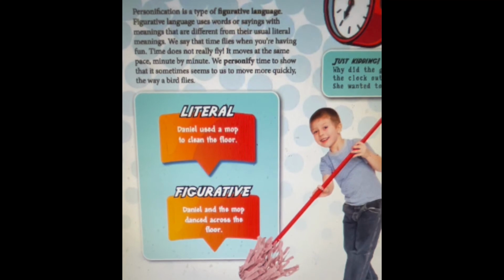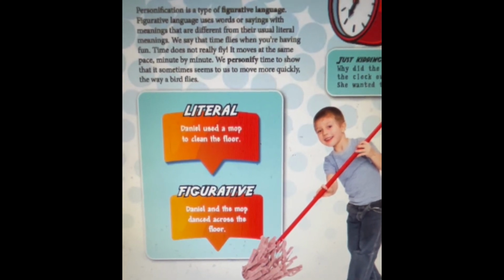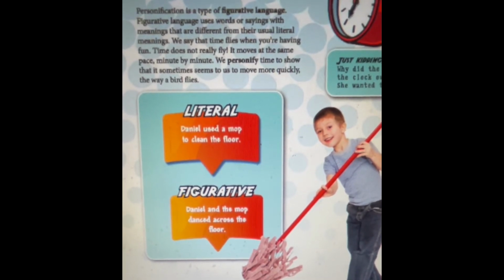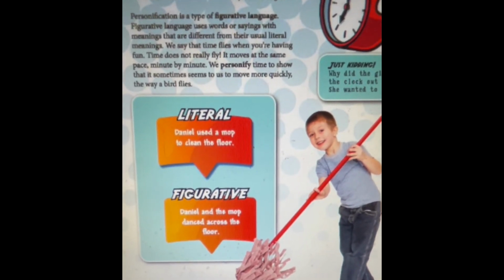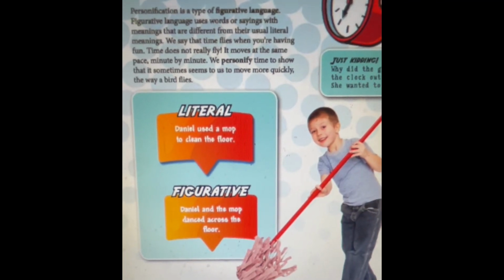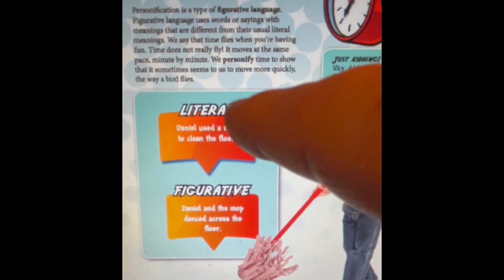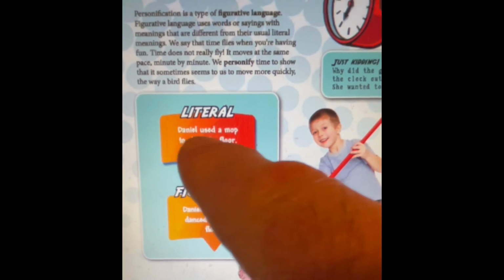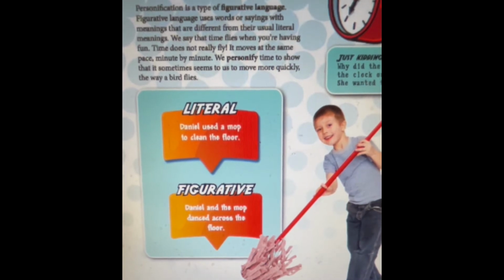A. That was more personification from a commercial as well, where the pig was acting like a person. But we can have objects acting like people as well. We can use personification in our everyday language and have something like, in this case, this boy is mopping the floor, and you see the literal. Remember, there's a difference with literal and figurative. Literal is just exactly what the words mean. Daniel used a mop to clean the floor. That's exactly what those words mean.